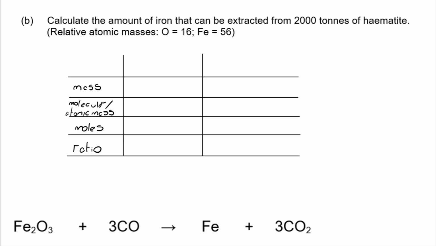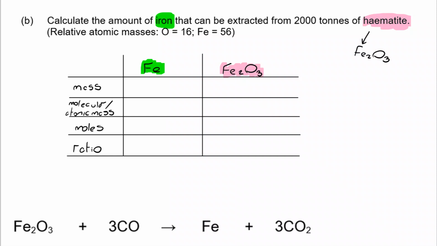I'm then going to transfer in my species that I want to know the mass of and my species I know the mass of. Now be very, very careful because it's 2,000 tonnes of hematite, but we've just established not all of that hematite is iron oxide.